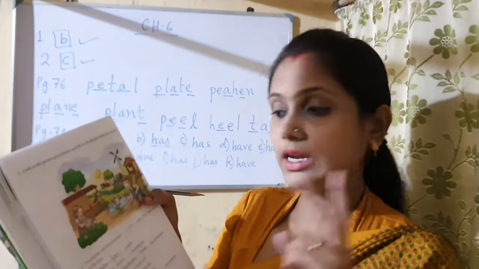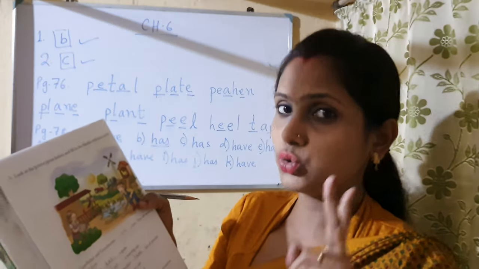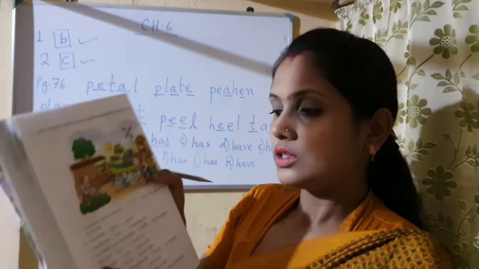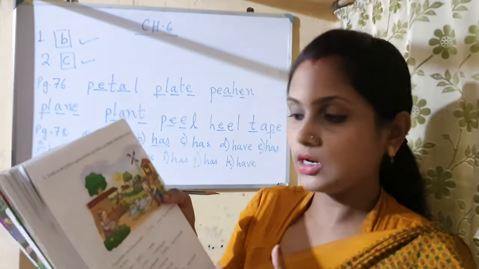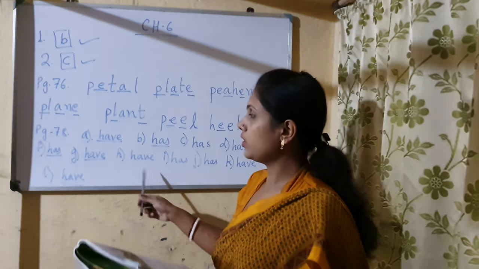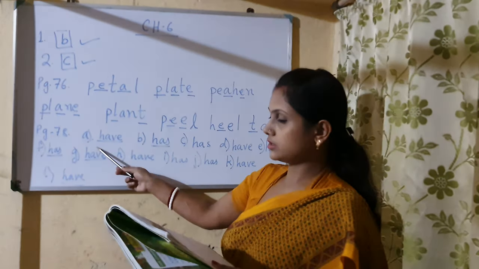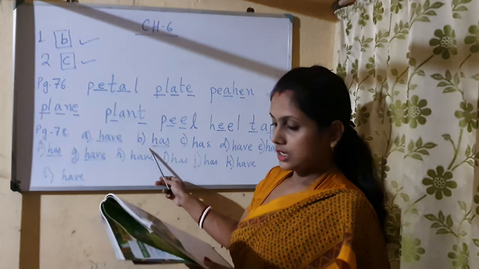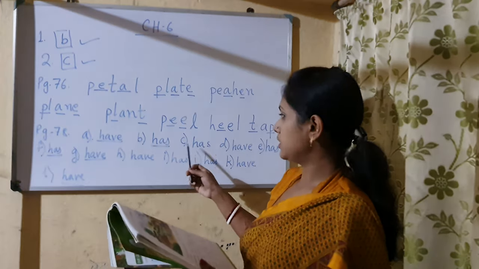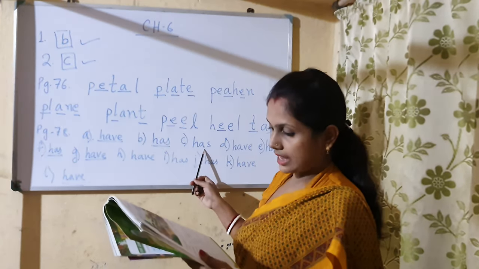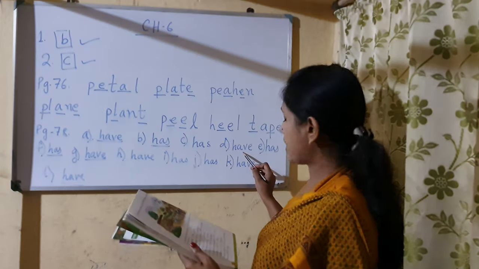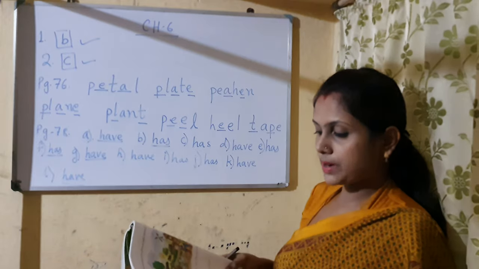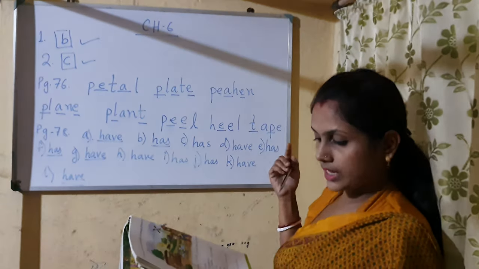Grandfather and grandmother, when it is given grandfather and grandmother, two names together, then it will be have, because two persons will take have. The horse dash, horse is one, horse has. So please look at the board. First one, A, grandfather and grandmother have a farm, they are working on the farm. Number B, grandfather has a spade. Number C, grandmother has a watering can. Number D, grandfather and grandmother have lots of animals. Number E, the horse has a brown tail. Horse is one animal, that's why it has.